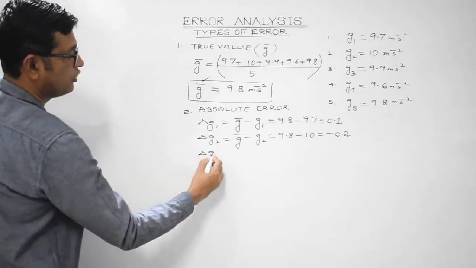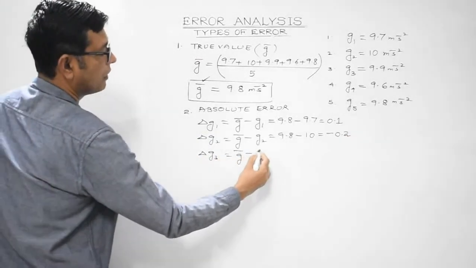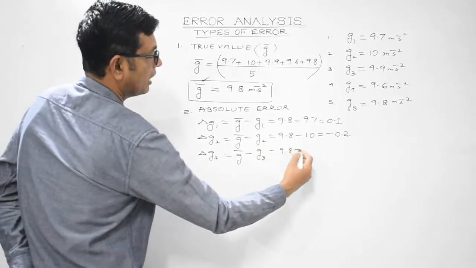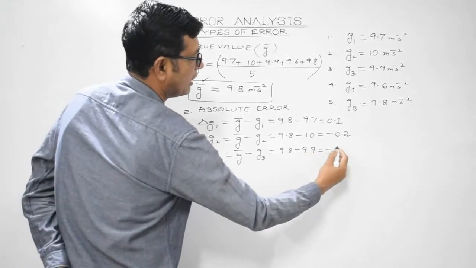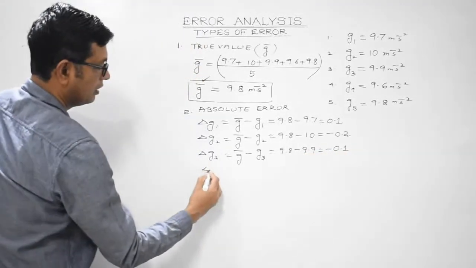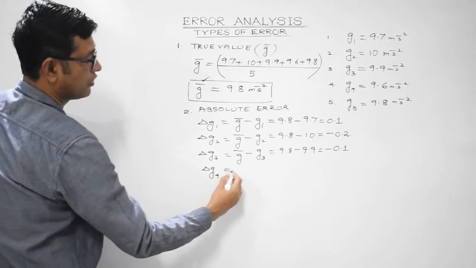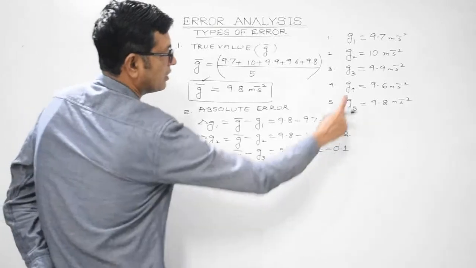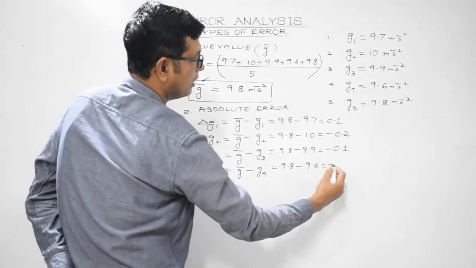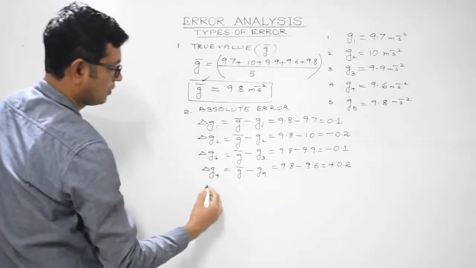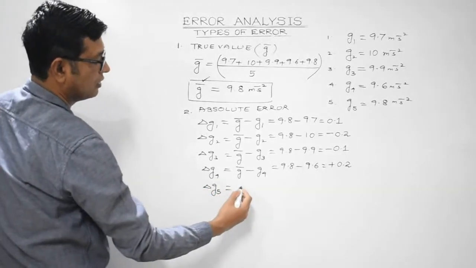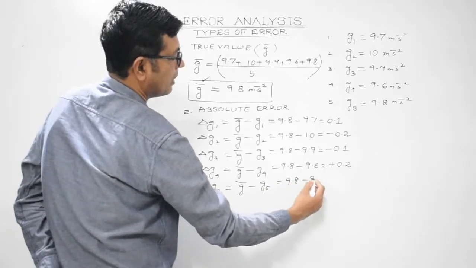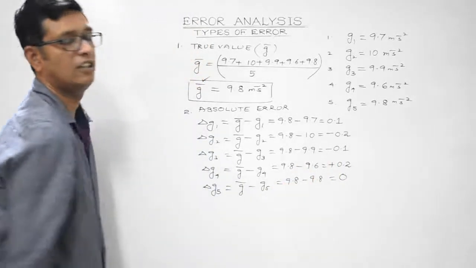Right? Del G3 will be equal to G bar minus G3. It will be 9.8 minus 9.9. So, it will be minus 0.1. The absolute error in the fourth observation will be again G bar minus G4. True value is 9.8 minus G4, which is 9.6. It will be plus 0.2. And the absolute error in the fifth one, true value minus the observed value. So it is 9.8 minus 9.8. That will give us 0.